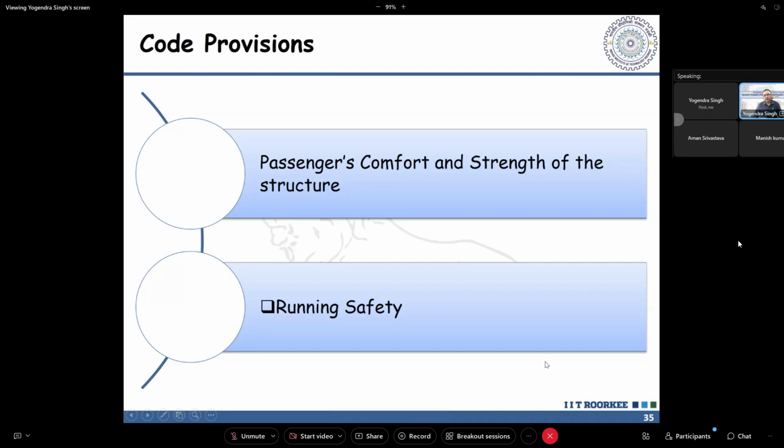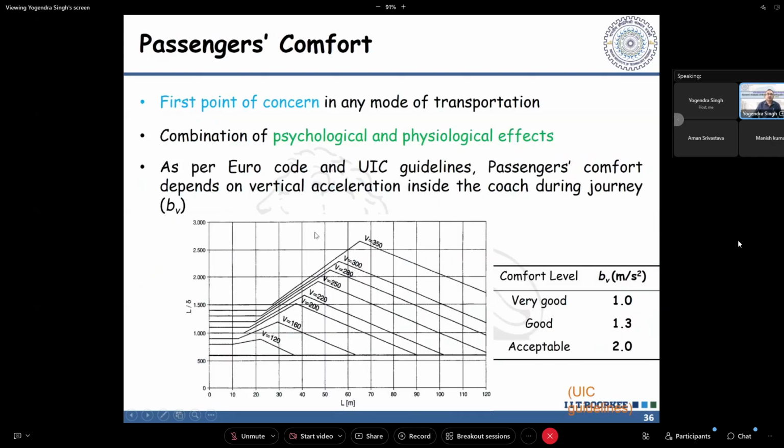Now, I want to discuss the code provisions, what different codes say about calculation and acceptance of these vibrations due to moving load or due to moving train. So two criteria are there. One is regarding the passenger's comfort and strength of the structure. The speed should be limited so that the passengers are not feeling discomfort. And the other is regarding running safety. If the train is running at a high speed and the wheels jump due to large vertical acceleration, the wheels jump the track, then there will be derailment. So that is an issue of running safety.